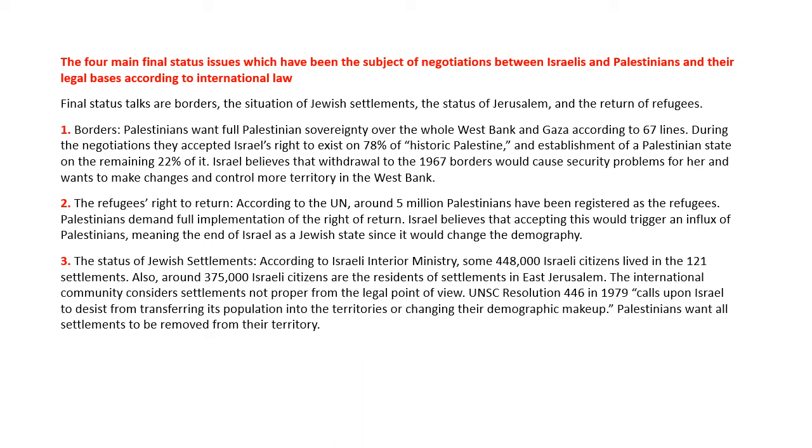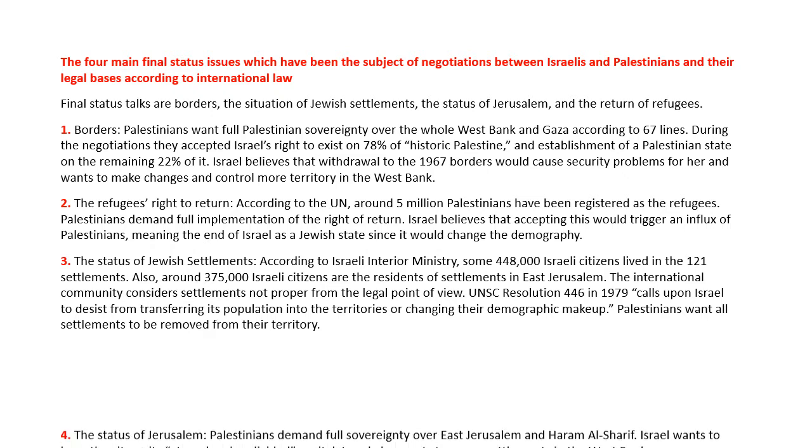The third final status issue is the status of Jewish settlements. According to the Israeli Interior Ministry, some 448,000 Israeli citizens lived in the 121 settlements. Also, around 375,000 Israeli citizens are residents of settlements in East Jerusalem. The international community considers settlements not proper from the legal point of view. UNSC Resolution 446 in 1979 calls upon Israel to desist from transferring its population into the territories or changing their demographic makeup. Palestinians want all settlements to be removed from their territory.